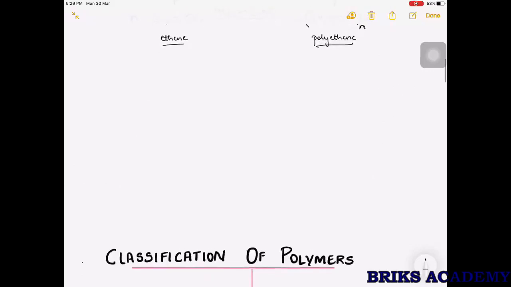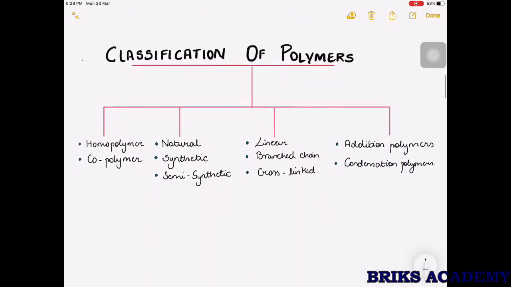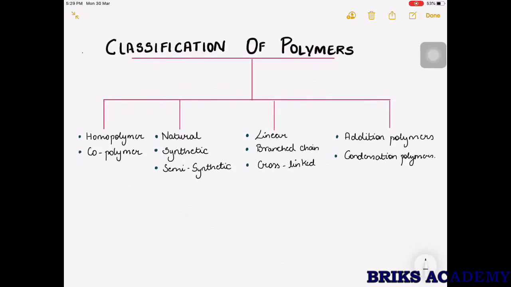So, moving on to the classification of polymers. There are many classifications of polymers. In that, the first one, homopolymer and copolymer. So, what are these homopolymers and copolymers? A homopolymer is a polymer which is formed by only one type of monomer.